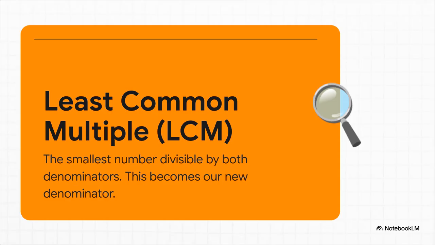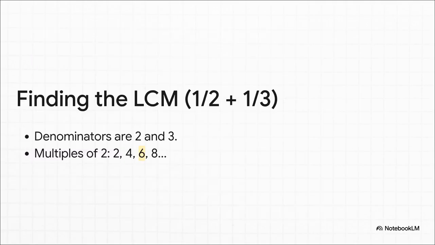Now, least common multiple might sound a little intimidating, but the idea is actually super simple. All we're doing is looking for the smallest number that both of our denominators can divide into evenly. This number lets us basically recut our pizza slices in our imagination so they're all the same size. So let's find the LCM for our example, 1/2 plus 1/3.